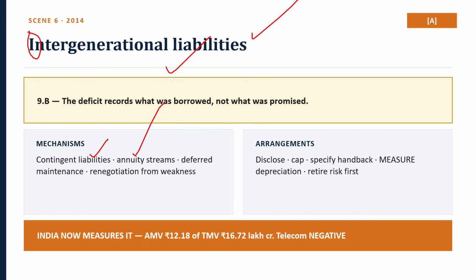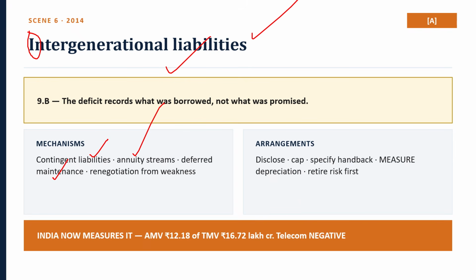And the third one is deferred maintenance and handback condition. If the contract does not specify the condition of the asset at handback, the concessionaire's rational strategy in the final years is to under maintain. The state receives back a depreciated asset and pays to restore it.